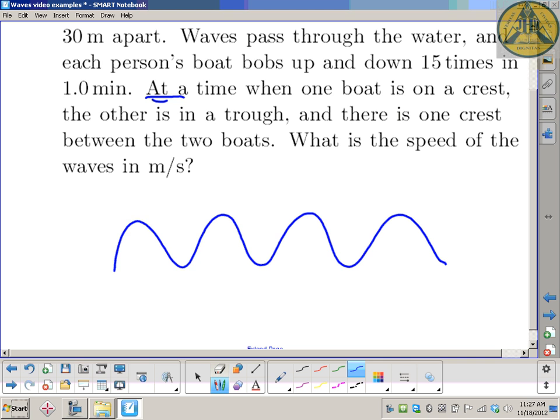One boat is on a crest, there's our boat, one of the better boats I've drawn. Now one is in a trough, but there's one crest behind them, so the other boat has to be down here somewhere. Now the water waves are exaggerated, so the distance between the boats is just a straight line distance. That's 30 meters. Okay. So I visualized it.